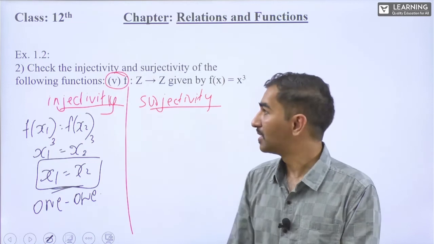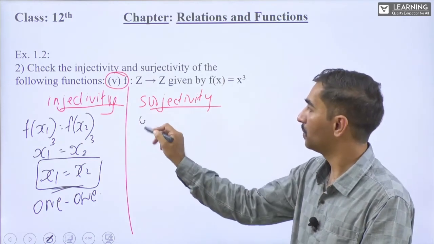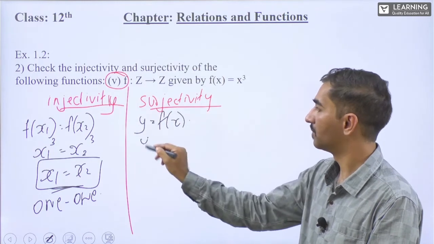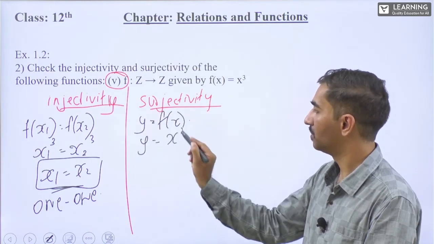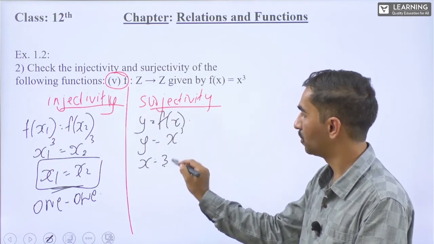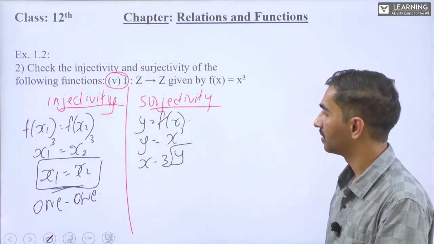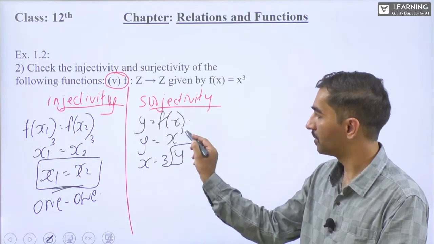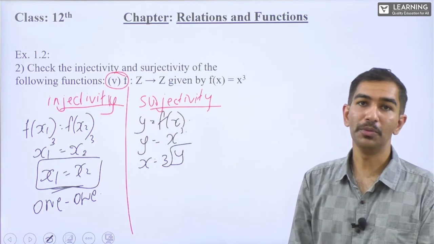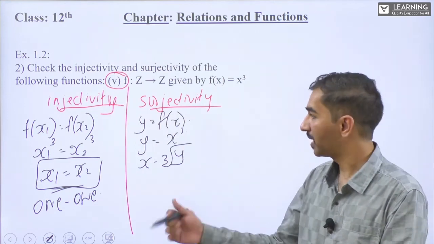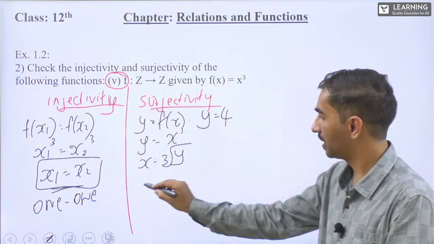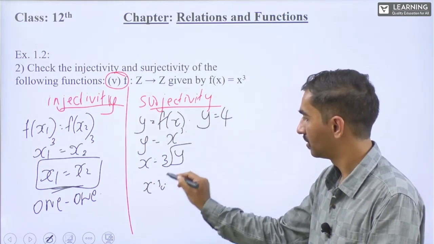Understood? So going on with surjective, y is equal to f of x. And what is f of x? x cube. y is equal to x cube. So x will be equal to what, students? x will be equal to cube root of y. Correct? Taking cube root on both the sides, we'll be getting x is equal to cube root of y. Okay. So now again put y is equal to 4. So it will become x is equal to cube root of 4.